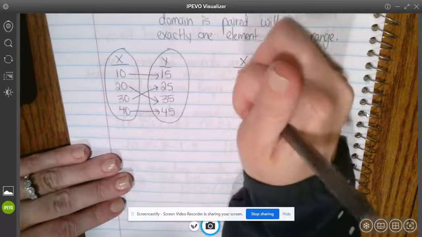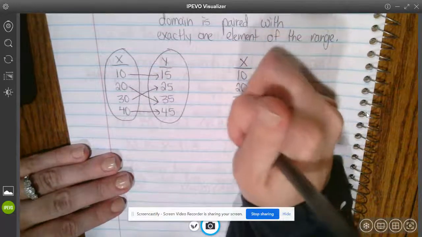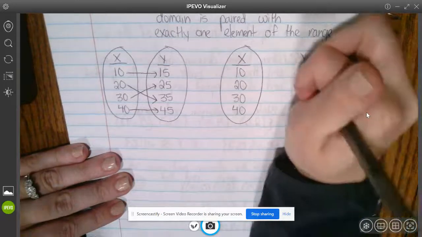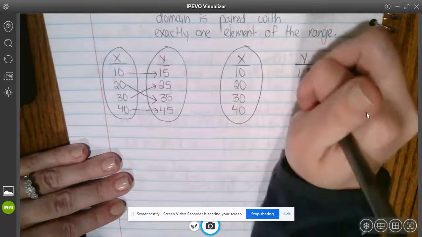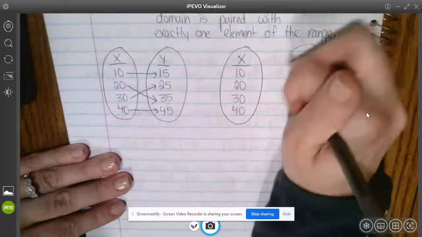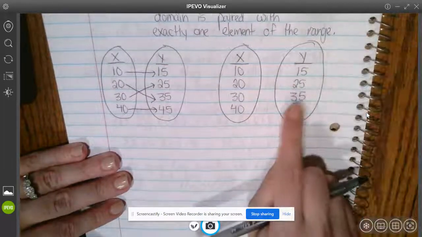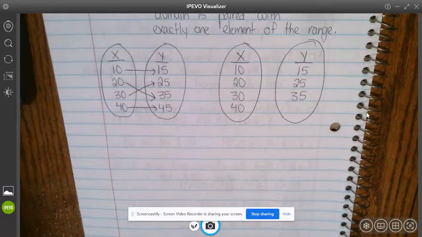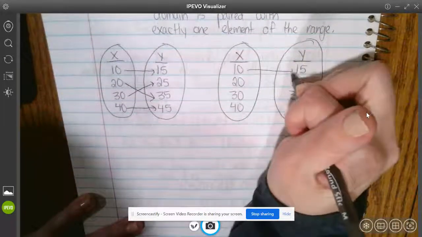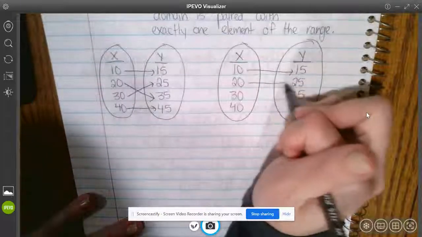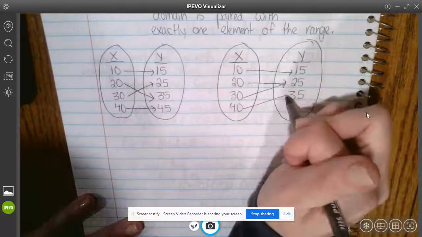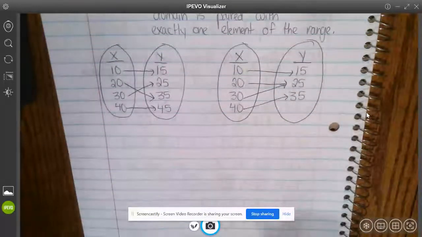Let's just use the same numbers here. And I'm going to do something different on the y's here. We're just going to use 15, 25, and 35 on the y's. So essentially we have 2, one of them is 2. I don't know which one. So 10 is just going to go over here to 15. 20 is going to go to 25. 30 is also going to go to 25. And 40 will go to 35.